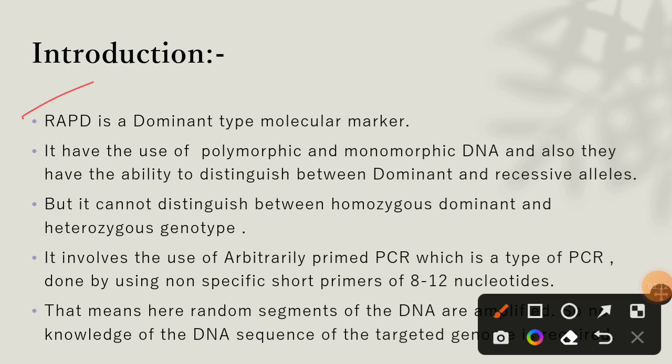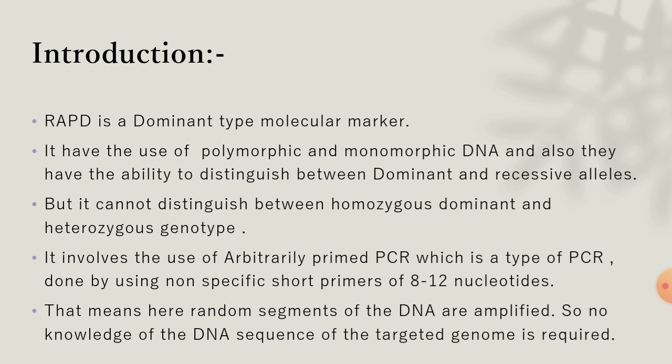RAPD is a dominant type of molecular marker. I hope you know about dominant type of molecular marker. If you don't know, let me explain in short, and if you want to understand it in detail, then please go and watch my first video on molecular markers. Dominant type of molecular marker means this type of marker can help you to distinguish between dominant allele and recessive allele. It can also distinguish between polymorphic DNA and monomorphic DNA.